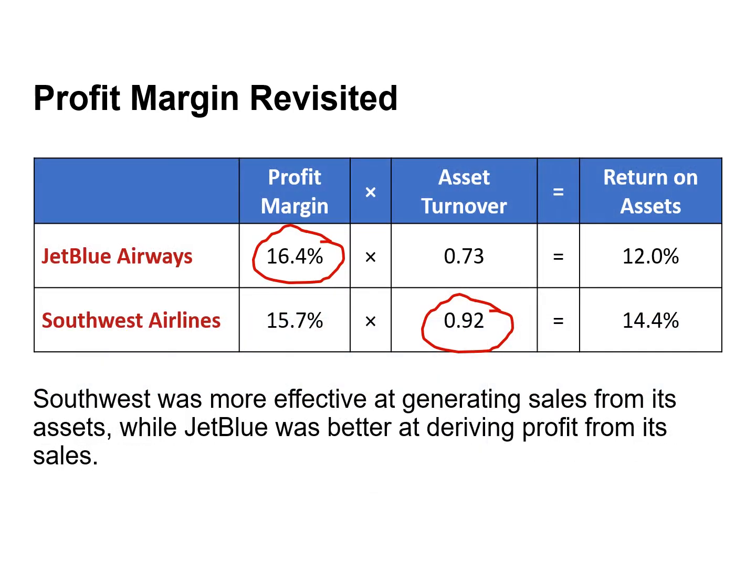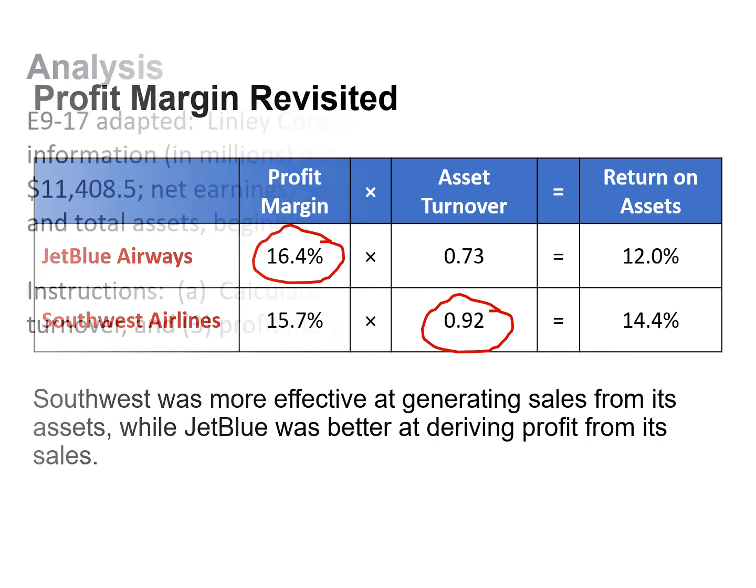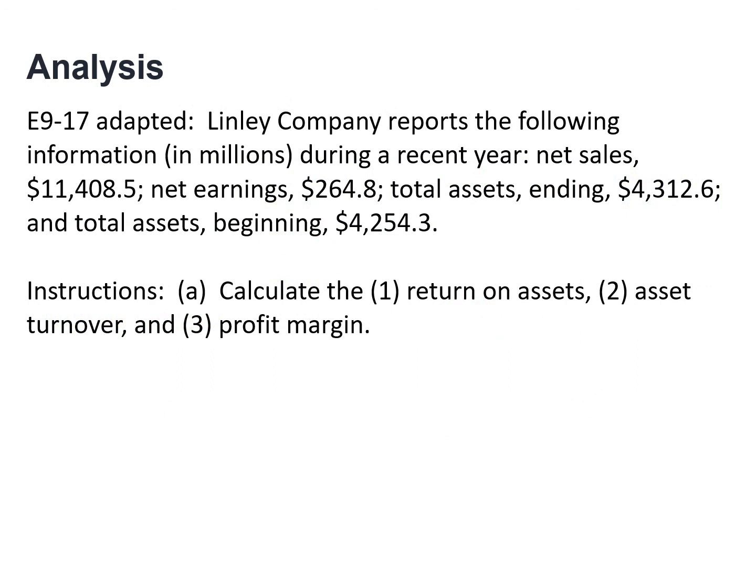Let's evaluate the return on assets by evaluating its components, profit margin and asset turnover. Southwest was more effective at generating sales from its assets, while JetBlue was better at deriving profits from its sales. The solutions to this learning exercise will be provided in another document.